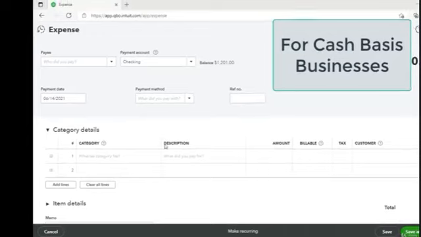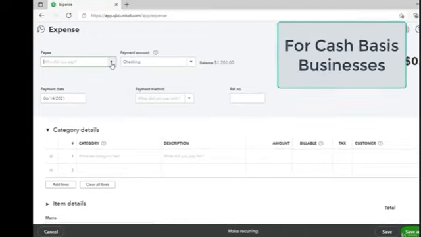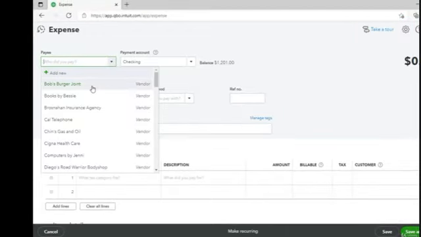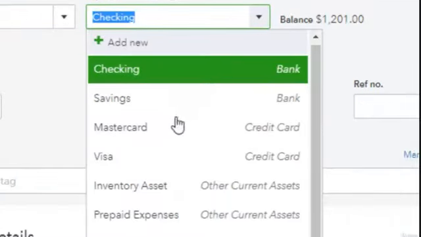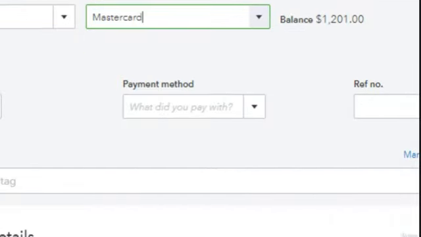So this is the cash basis. So who do we pay? Well, we paid the office supply. So I set up a new payee, and it's going to be paid with the MasterCard. And make sure the date's right.